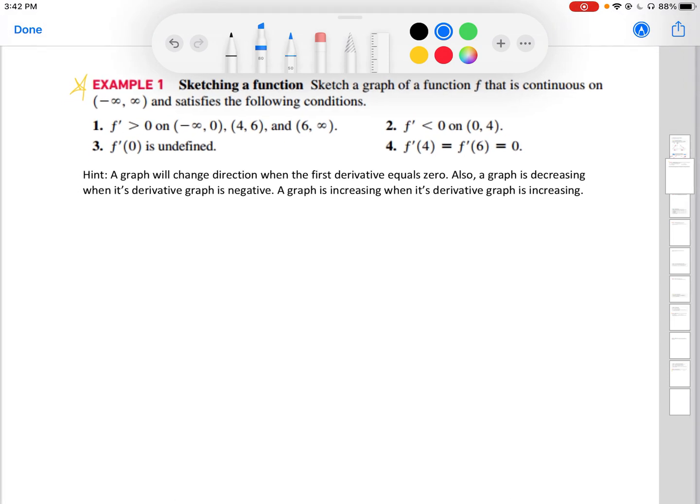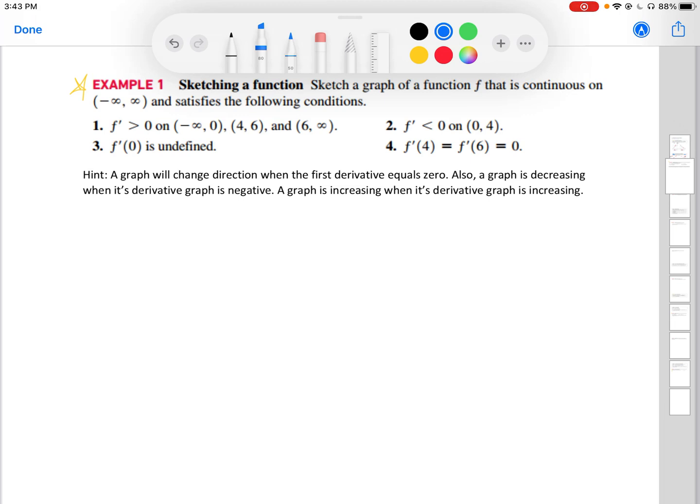at this example 1. Sketch a graph of a function f that is continuous on -infinity to infinity and satisfies the following conditions. 1. F prime, our derivative, is greater than 0 from -infinity to 0, from 4 to 6, and from 6 to infinity. 2. The derivative is less than 0 from 0 to 4. At f of 0, it's undefined, and f prime of 4 equals f prime of 6 equals 0.